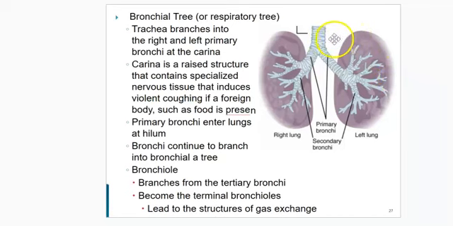Next, let's take a look at the bronchial tree. The tree divides into the right and left primary bronchi at the carina, which is the center of the fork here. It's a special raised structure that contains nervous tissue that allows violent coughing when necessary, such as when food enters your lungs. Eventually the bronchi split into secondary and tertiary bronchi in the lungs. The bronchi become bronchioles, and the bronchioles become terminal bronchioles. That's where the conducting zone ends.